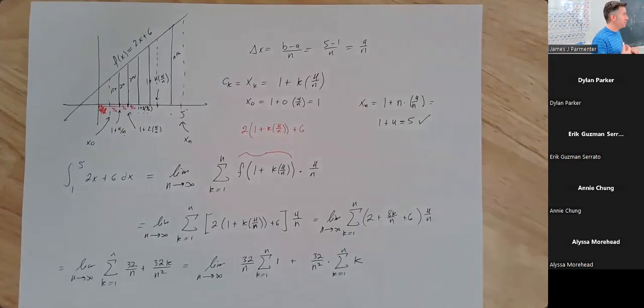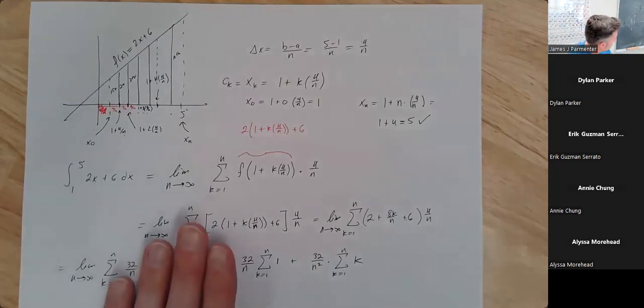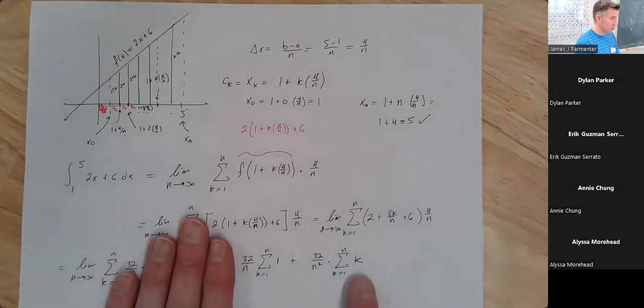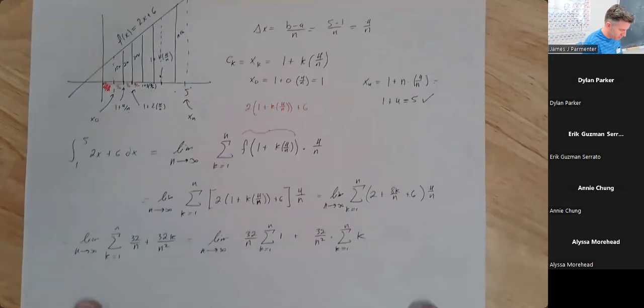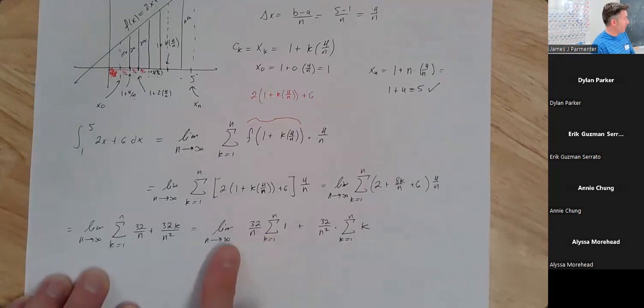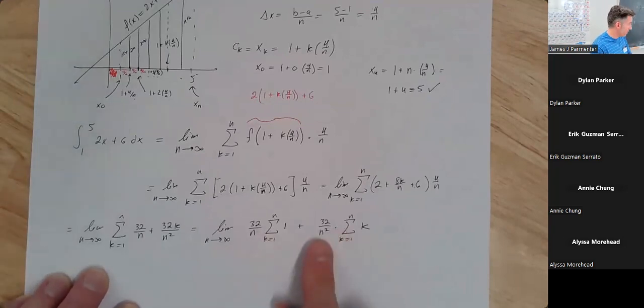K is increasing from 1 to 2 to 3 to 4 to 5 to 6, all the way to whatever n is. But we're pretending like we don't look at that limit. As far as that sum is concerned, n is just some constant. It could be 1,000. So we're saying, oh, n is like 1,000, and we can totally pull out a constant 32 over 1,000, or a constant 32 over 1,000 squared.